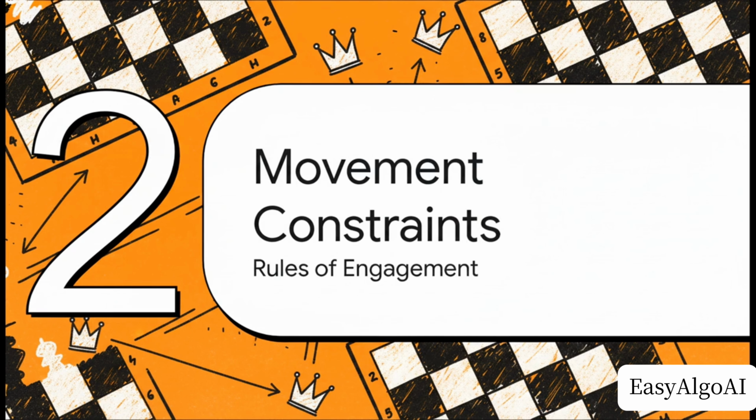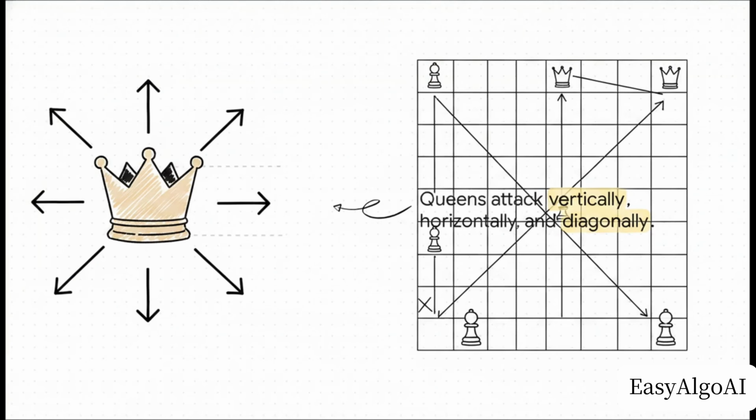Moving on to Section 2, Queen Movement Constraints. These are our rules of engagement. The queen is without a doubt the most powerful piece on the board. She strikes in 8 different directions, vertically, horizontally, and diagonally right across the entire grid. Because of that, our placement strategy has to be incredibly careful. Just a single misstep completely invalidates the whole board state.